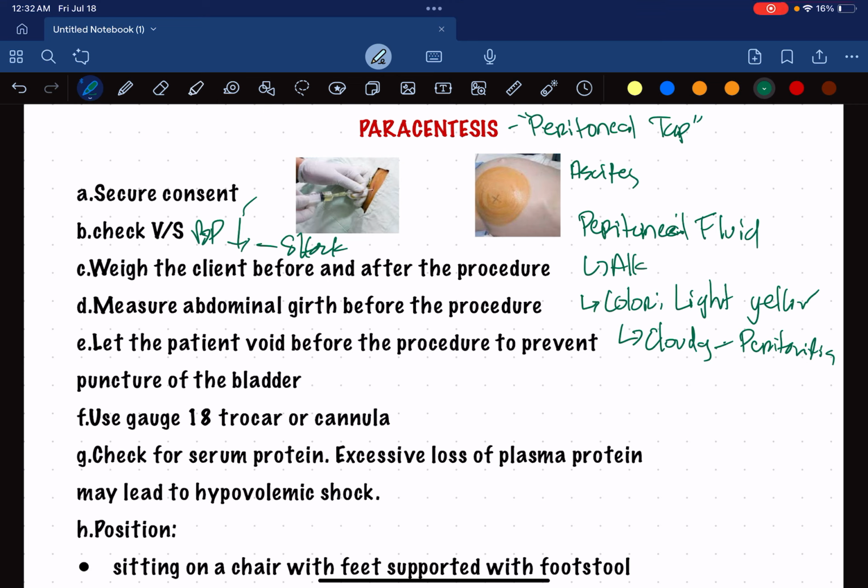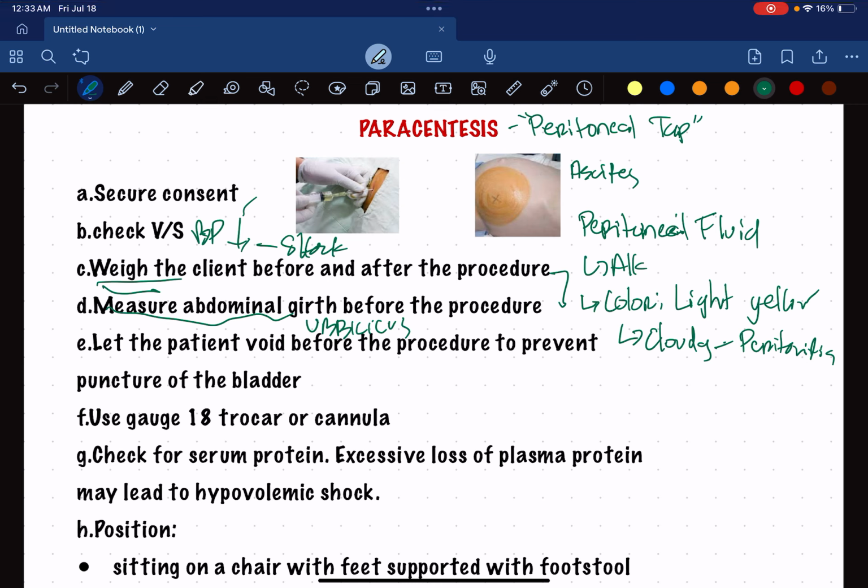And then, weigh the client before and after the procedure. In weighing the client, class, dapat same weighing scale and same clothes ang gagamitin natin. And then, measure the abdominal girth. Ano ang landmark natin dito? The umbilicus. Si umbilicus ang landmark natin to check the abdominal girth. So, these two, weighing the client and measuring the abdominal girth, makakatulong yan sa atin to assess kung merong ascites ang client natin.